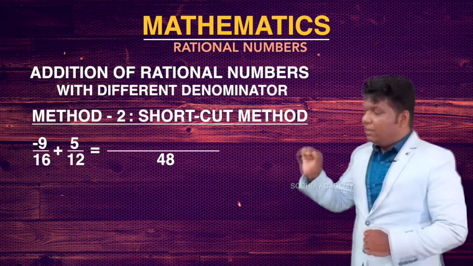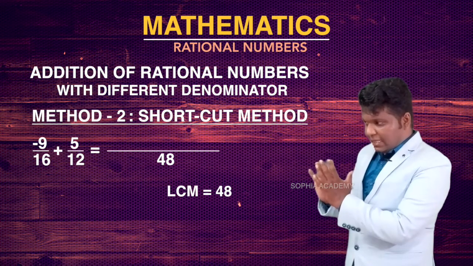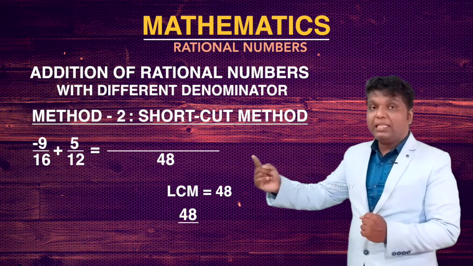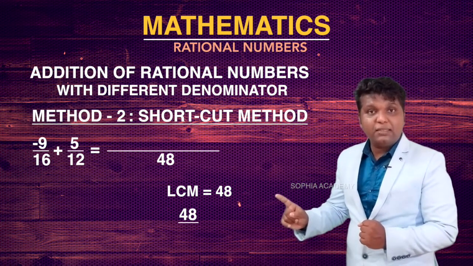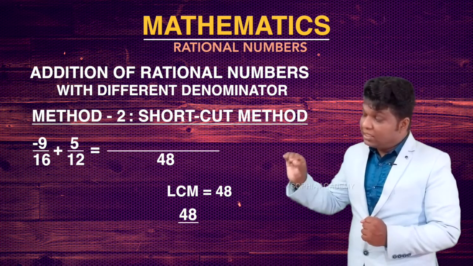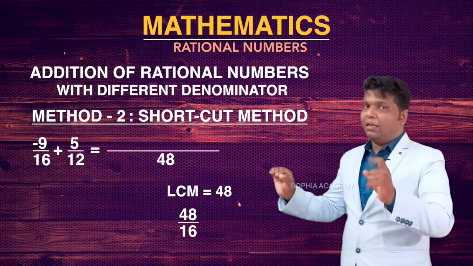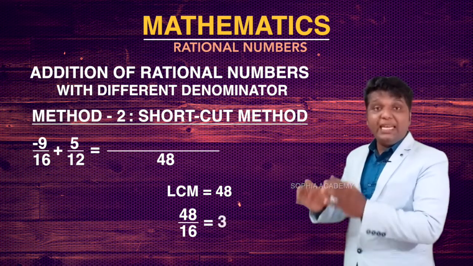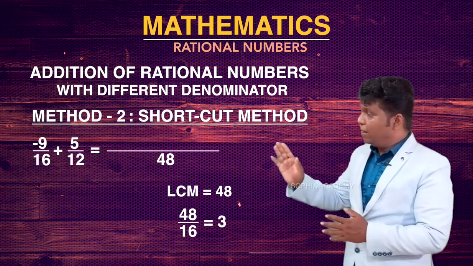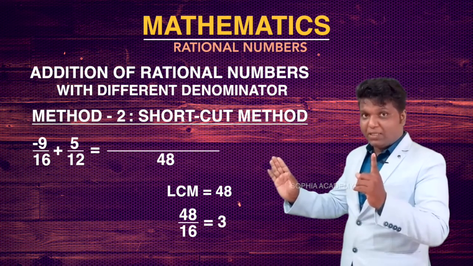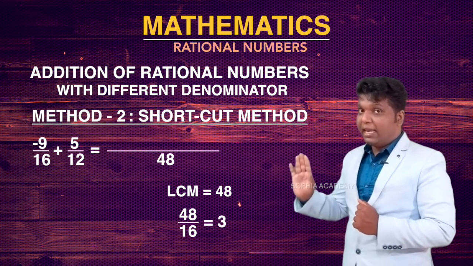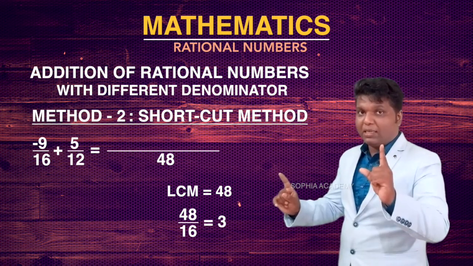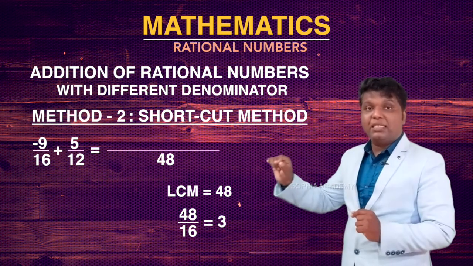Now you got the denominator as 48. And this is very important. This is the LCM, right? So take this LCM, divide this LCM by the denominator of the first fraction. What is the first fraction? It is minus 9 by 16. So 16 is the denominator of the first rational number. So divide this 48 by 16. What will you get? It is 3, right? Listen to this very carefully. First of all, divide the LCM by the denominator of the first fraction, and you will get a number. What is the number which you got right now? It is 3, because 16 threes are 48.